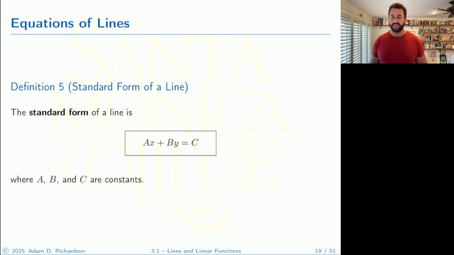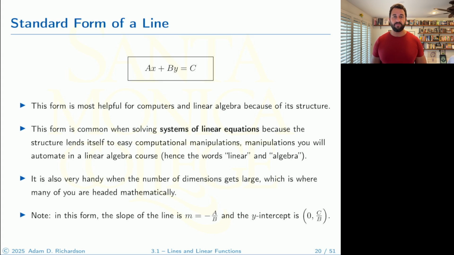Okay, next form is the standard form of a line. So the standard form of a line is given in this structure right here, where the numbers A, B, and C are constants. Those are fixed values, okay? Now, this form is really, really helpful for computers and when you want to do linear algebra because of its structure. This form is also common when we're solving systems of linear equations, which we'll see in a few minutes, because the structure lends itself to easy computational manipulations. And these are manipulations that you will automate in a linear algebra course, hence the words linear and algebra.